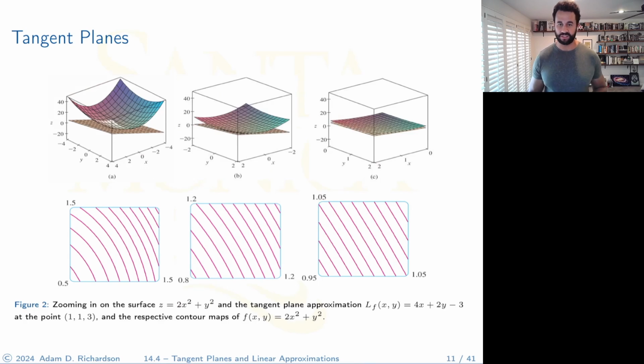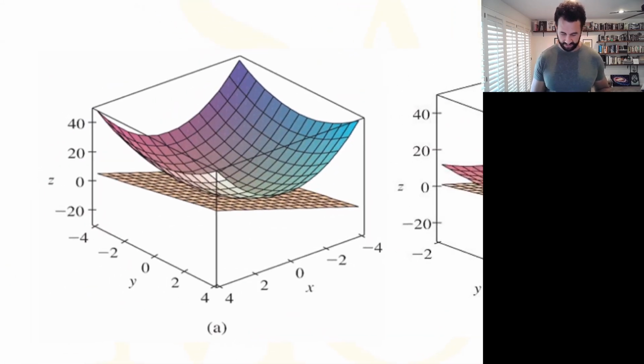Now let's get a picture of this. This is actually a picture of the paraboloid that we just found the tangent plane to at that point. Let me zoom in on these pictures for a minute. Here, the surface is the paraboloid, and this plane down here is the approximating tangent plane, right at the point (1, 1, 3).